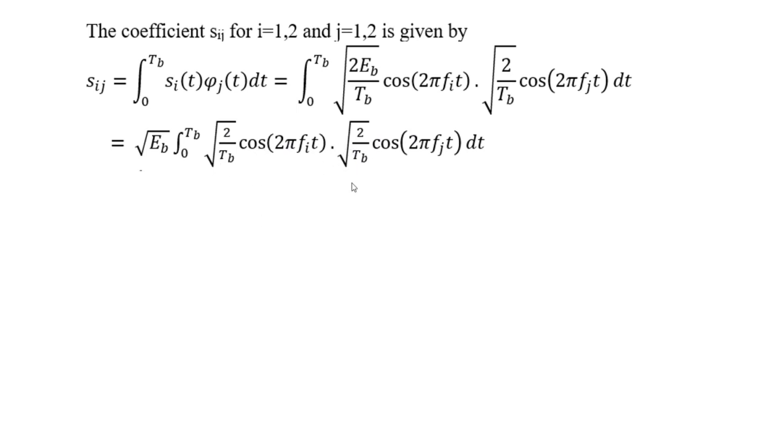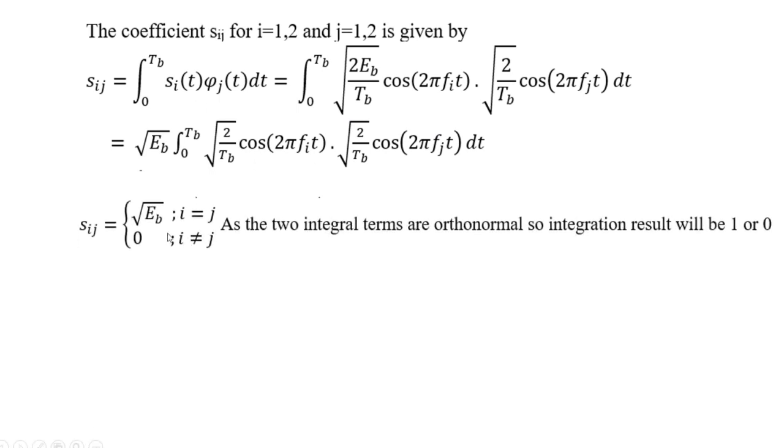Okay? So as we know, the two signals are orthogonal, that is cos 2 pi fi t and cos 2 pi fj t. The two signals are orthogonal, so Sij will be either root Eb or 0. So for it is the complete function. You can see it is phi I of t. We are not writing 2 by Tb outside. Okay, sorry. So it is nothing but phi I of t.